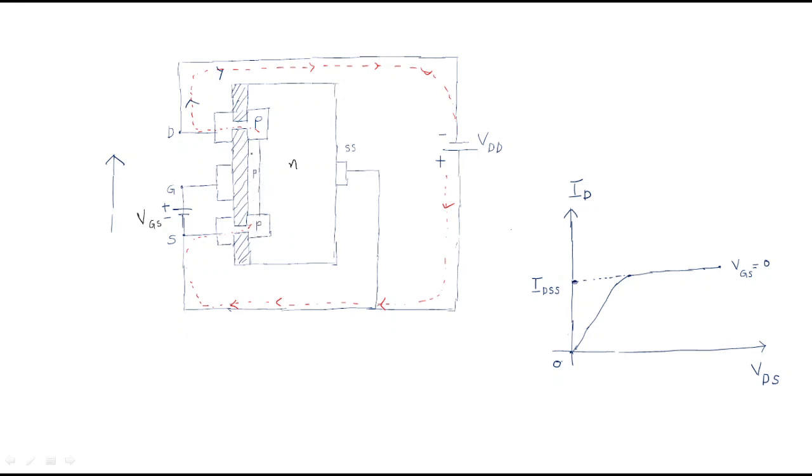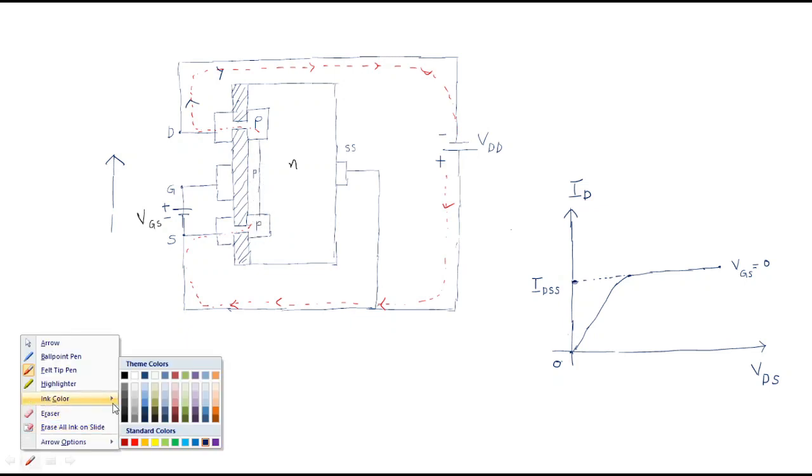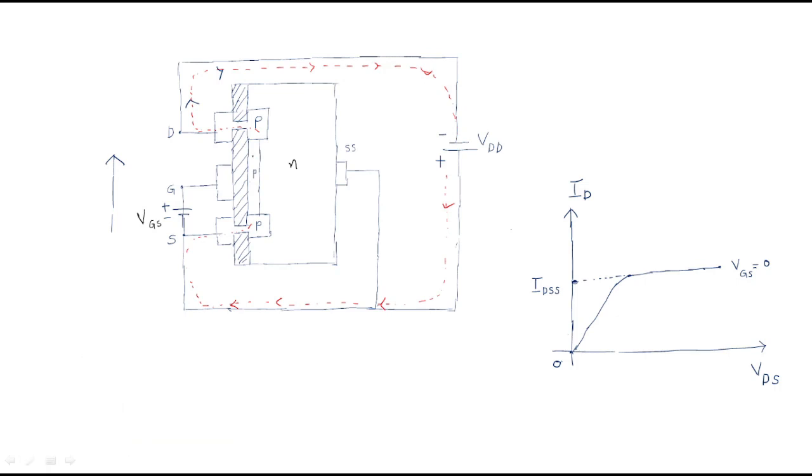So here also the same concept. When gate to source is positive, here we have some positives and some negatives. So whenever a positive gate to source voltage is there, some positive charges will be formed here. Okay.